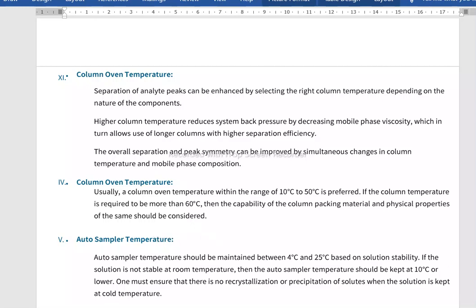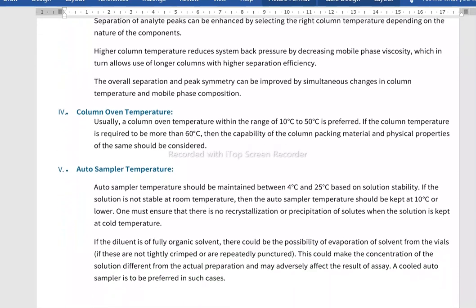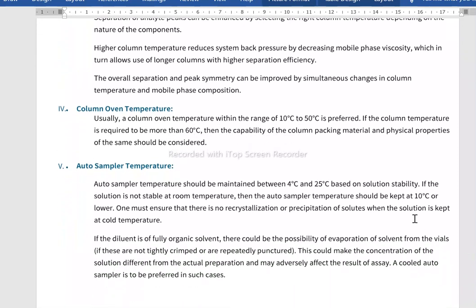Autosampler temperature. How do you decide the autosampler temperature? Autosampler temperature should be maintained between 4 degrees to 25 degrees based on the solution stability. If the solution is not stable at room temperature, then the autosampler temperature should be kept at 10 degrees or lower.